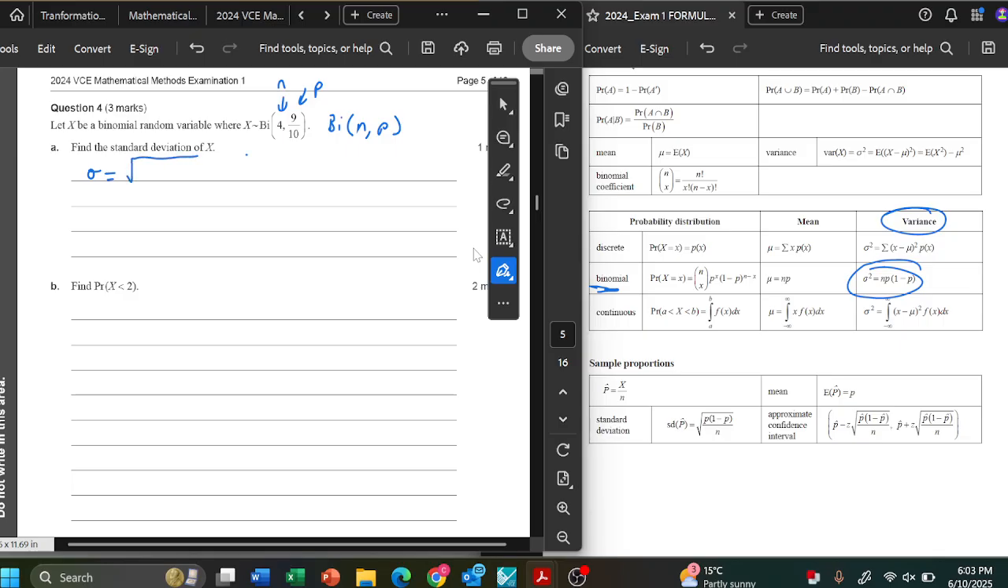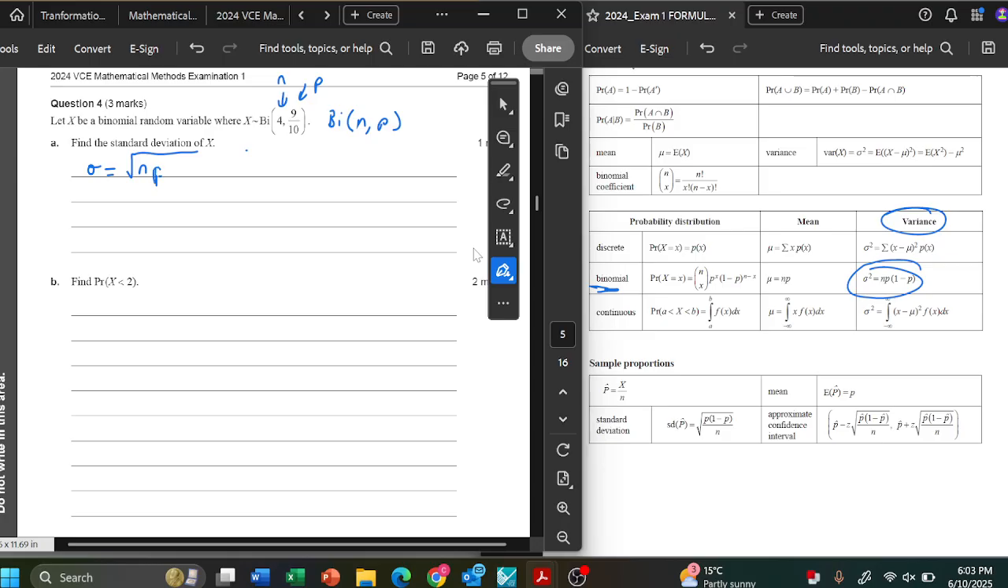So we're going to use this formula from the formula sheet. Make sure that you use the right formula. But if you can correctly identify it's a binomial random variable, you should get this formula right here. And then all you have to do is substitute the numbers into it. So we've got 4 times the probability of success, which is 9 over 10, times the probability of failure, which is 1 over 10. If there's a 90% chance of success, that means that there's a 10% chance of failure. Okay, so now we can simplify that down.